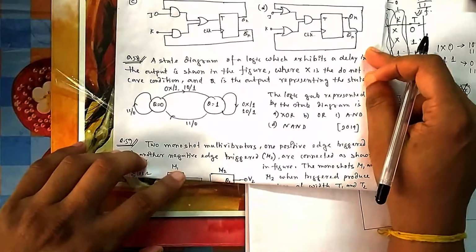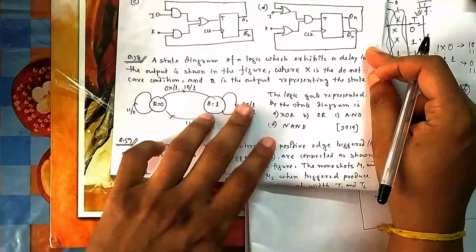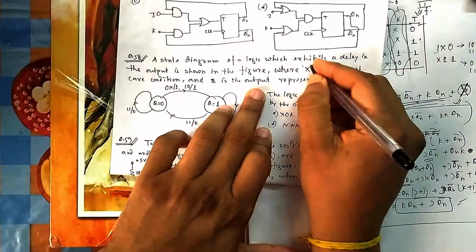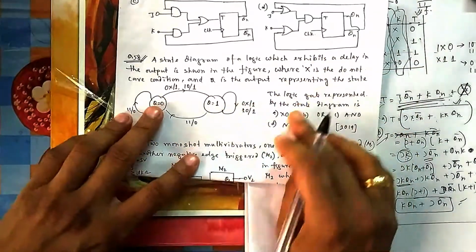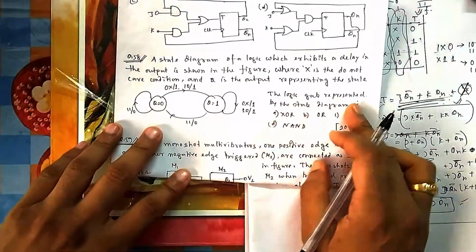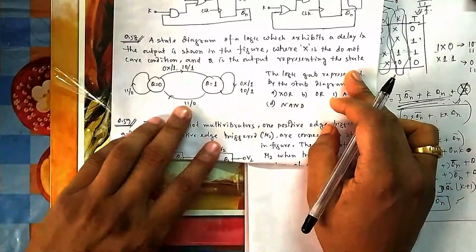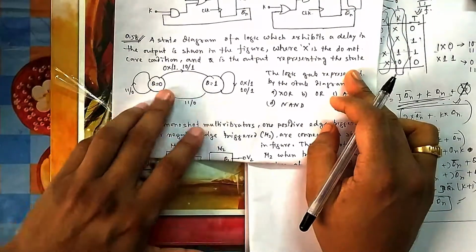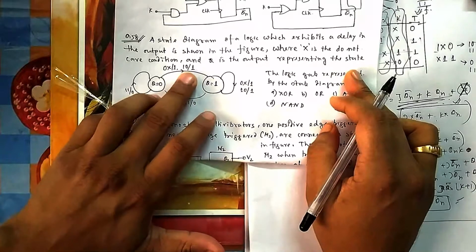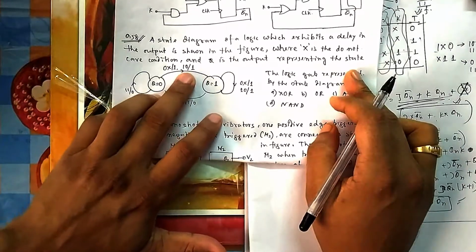Where X is the don't care condition and Q is the output representing the states. The logic gate representing the state diagram is... If you see this diagram, this gives you the idea. So 1 0 means your output should be equal to 1, that is given.